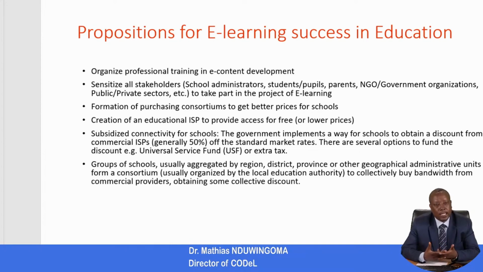The other thing is to create an educational ISP, and this is also being planned at University of Rwanda. It has been talked about in the UR strategic plan, which is now being used. They are going to have this educational internet service provider, and it is going to help us to get access by spending a little money. Okay, to subsidize the connectivity for schools, this is also what the government can do, where they can work with IT companies and telecom companies, and the connection fees can be reduced. And also we can group schools, as I have said, to create what we call consortiums.